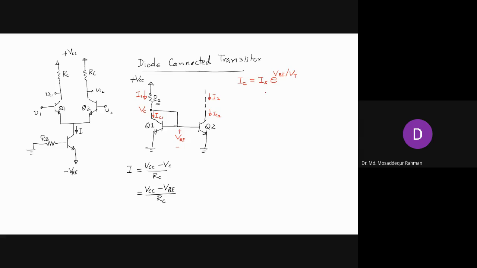And IS is called the saturation current. What we have for the diode, we call the reverse saturation current, right?